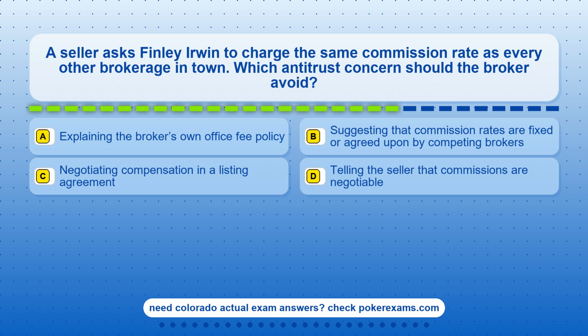Question 11. A seller asks Finley Irwin to charge the same commission rate as every other brokerage in town. Which antitrust concern should the broker avoid? Option A. Explaining the broker's own office fee policy. Option B. Suggesting that commission rates are fixed or agreed upon by competing brokers. Option C. Negotiating compensation in a listing agreement. Option D. Telling the seller that commissions are negotiable.